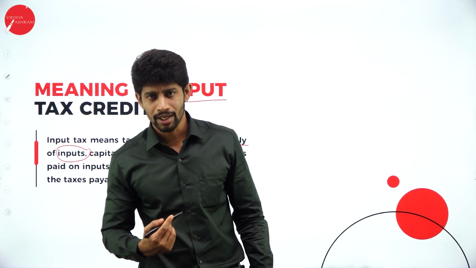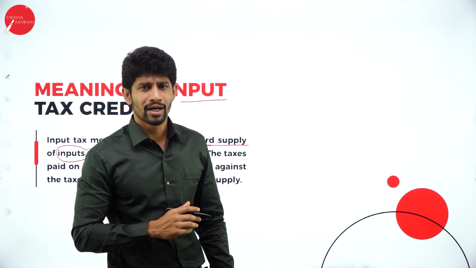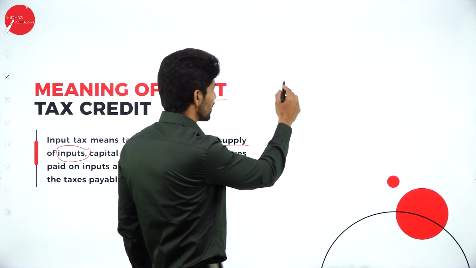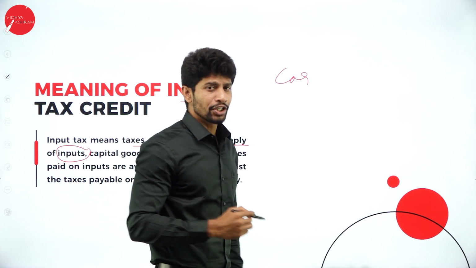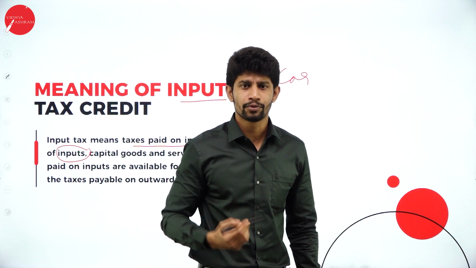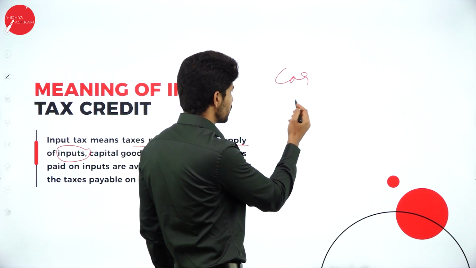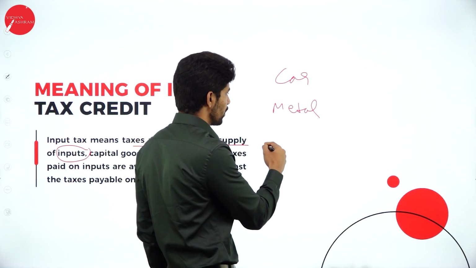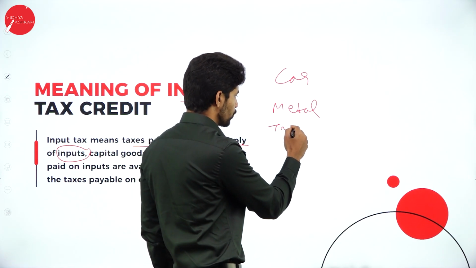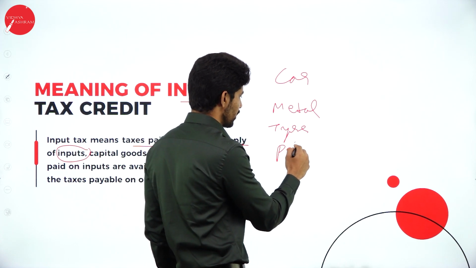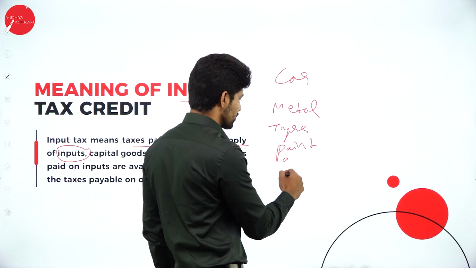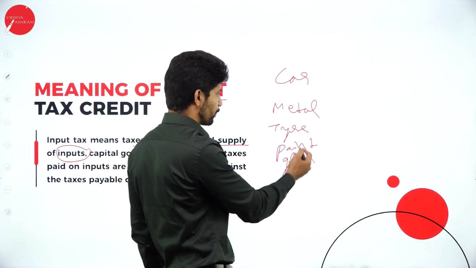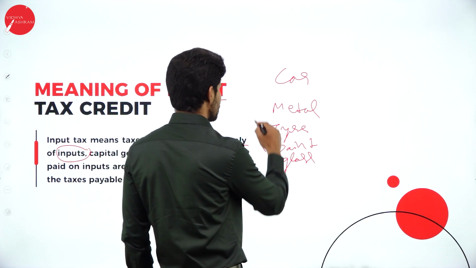Input is nothing but, for example, you are a manufacturer, you manufacture cars. To manufacture a car, you require raw material, no? You require inputs. For example, you require metal to build the body. You require, let us say, tires. You require paint to paint the car. You require glass for windows and all, right? So these are a few of the inputs you require to produce this car.